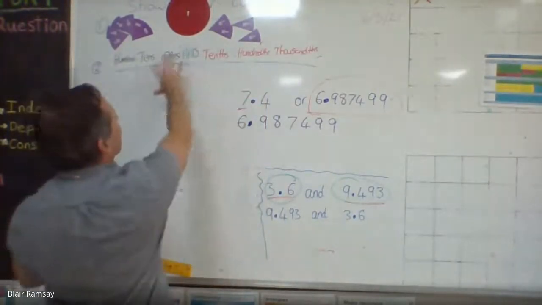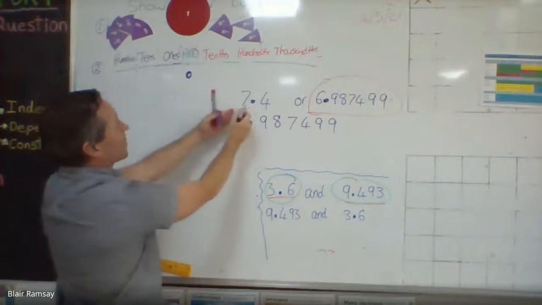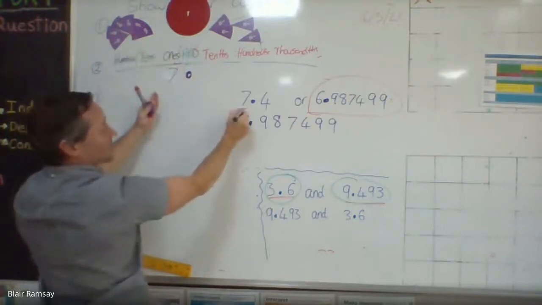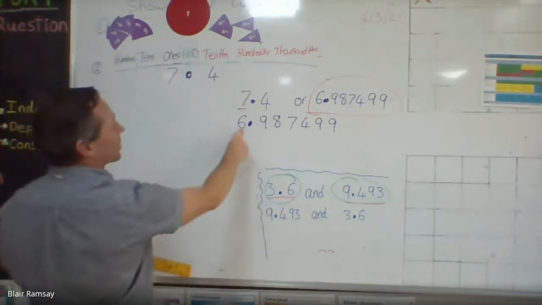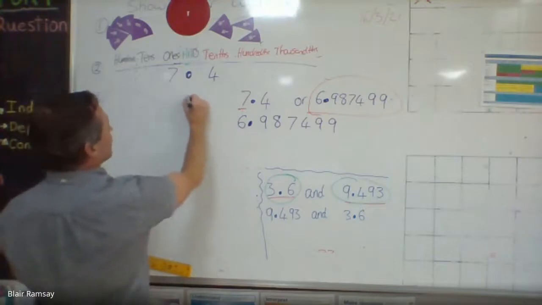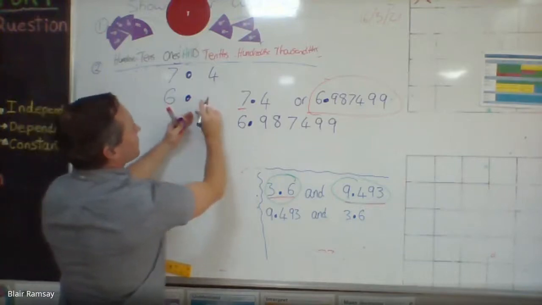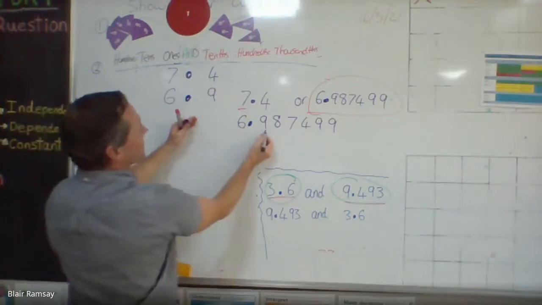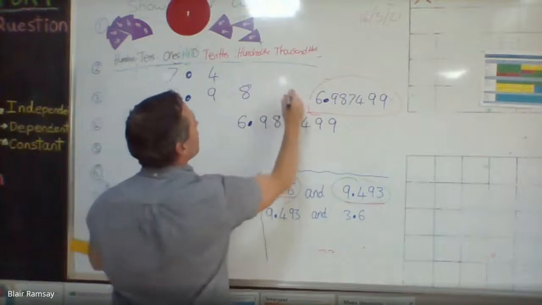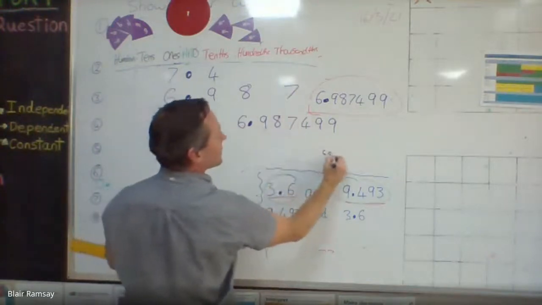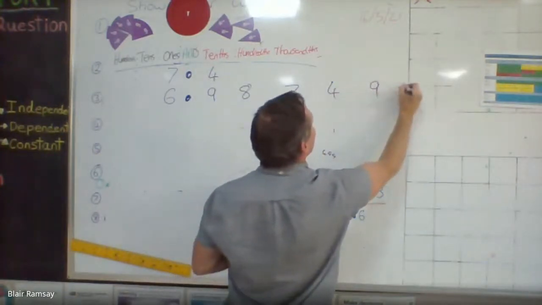So if I actually set it out over here, I could move 7.4. Here's my decimal. Put the 7 in the ones place, because that's just 7 whole, 7 ones. And then the 4 goes in the tenths. Next thing, I'm going to put the decimal point here, and the 6 is in front of the decimal point. And then I just put in my digits, 9 in the tenths, the 8 is in the hundredths, the 7 is in the thousandths, 499, and then I continue, 4, 9, 9.